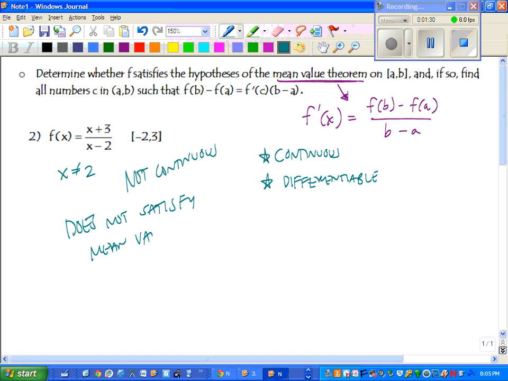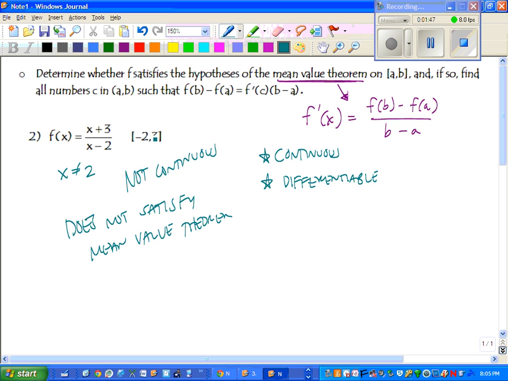So look at that first before you start doing a derivative and setting up the whole problem, because you're just wasting your time by doing that. So always kind of take a quick look and see, is it continuous and is it differentiable?